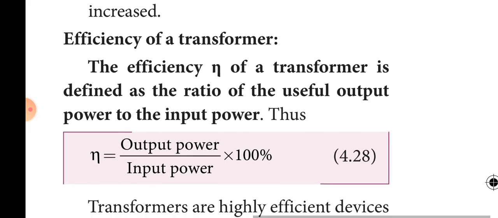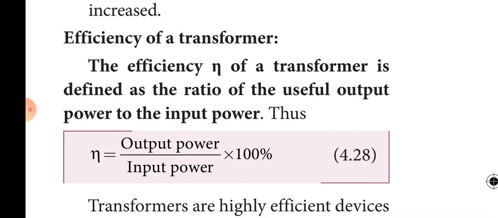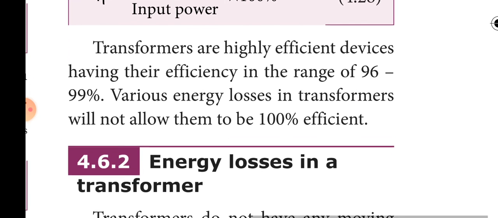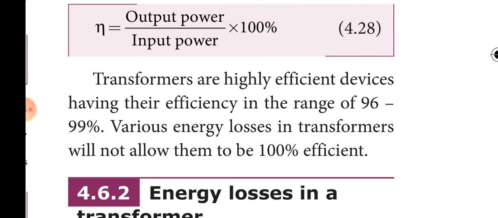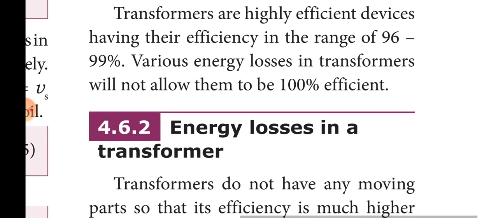Efficiency of the transformer may be asked in 1 mark or 2 mark questions. The efficiency of the transformer, eta, is defined as the ratio of usable output power to the input power. Transformers are highly efficient devices, having efficiency in the range of 96 to 99%. Various energy losses in the transformer do not allow them to be 100% efficient.